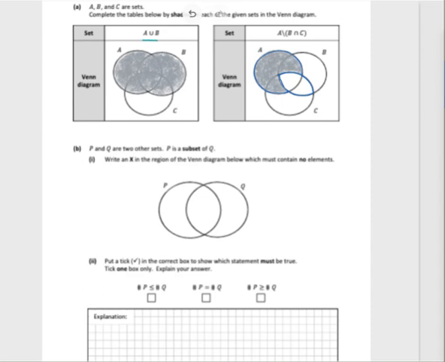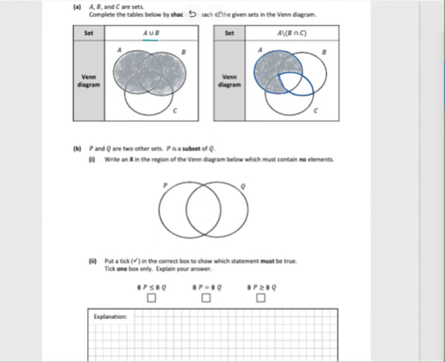P and Q are two other sets. P is a subset of Q. Well, a subset means that all the values in P are also in Q. So that means that they must be in the center here at P intersection Q. Any value in P must be here.